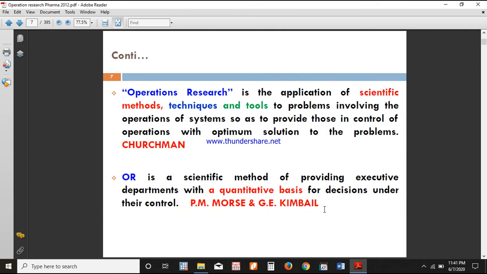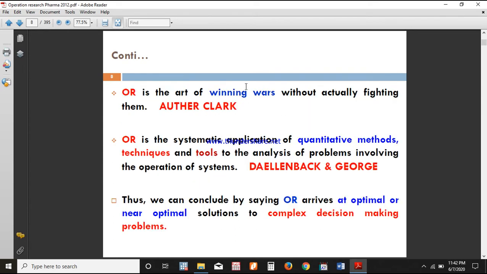You can find different definitions provided by different scholars. For example, in the definition provided by Churchman, operations research is a scientific method, technique, and tools applied to problems involving the operation of a system. Another definition is provided by Morse and Kimball: OR is a quantitative basis for decisions under their control. And also a definition provided by Clark: OR is the art of winning a war without actually fighting.